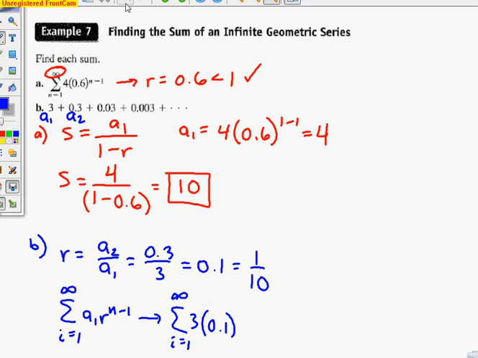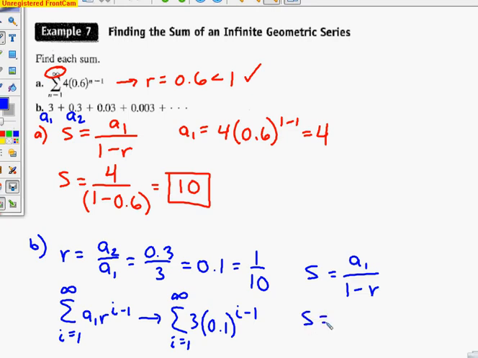This should be an I, not an n, sorry. So I'm going to erase this n here, make it an I. To the I minus 1. So again, because I was given 3 as my a sub 1, I know what my a sub 1 is. I don't need to plug it in. So when I find this sum, I am going to use 3 as my a sub 1, and I found my r, which is 0.1.